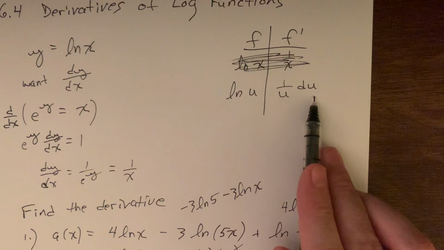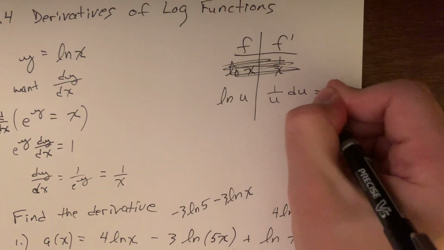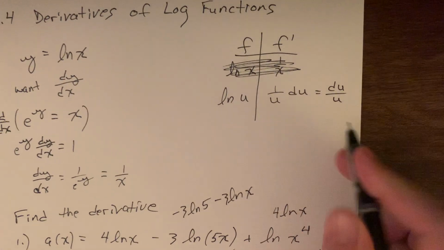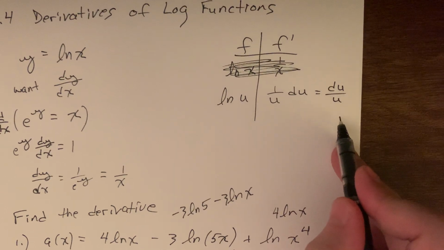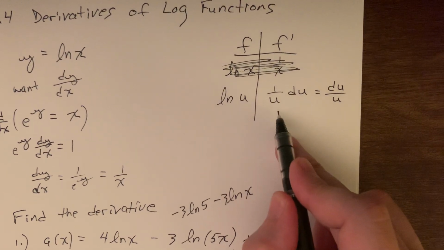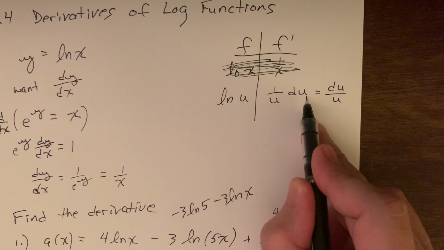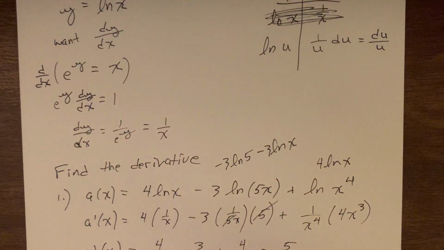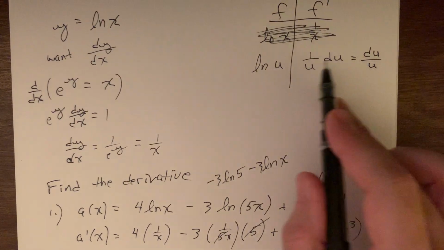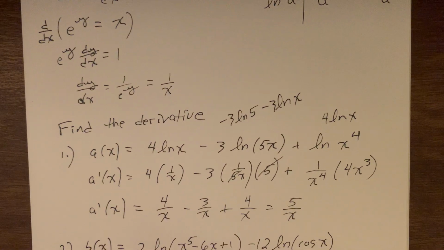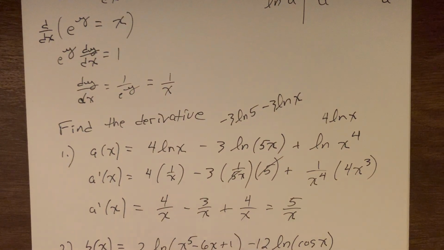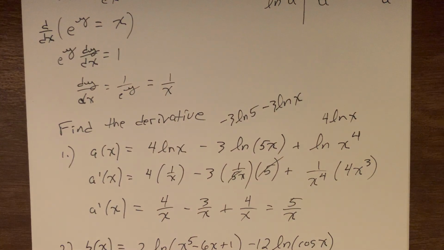1 over u times du. Some people, honestly, they just would rather write it du over u. You're always getting 1 over, you're always multiplying by du. So some people just putting that a little bit together, just put the du right on the top. This goes right here. This goes right here. I mean, that would be my second step as far as cleanup is concerned anyway.